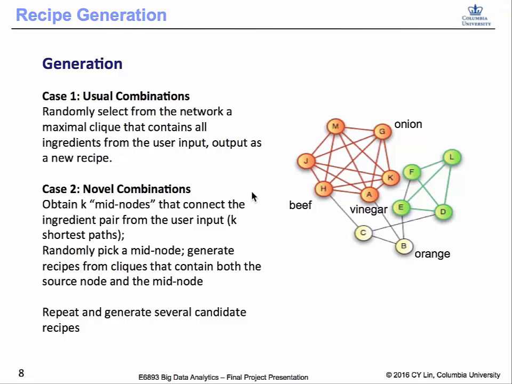And for novel combinations such as beef and orange, we were trying to find all the nodes that can bridge the gap between beef and orange. And in this example, A and C. So we randomly pick a mid node, let's say vinegar, and we will try to find a clique that contains vinegar and beef at the same time. And finally, we append orange to that clique to form a new recipe. This procedure will be repeated multiple times to generate several candidate recipes.